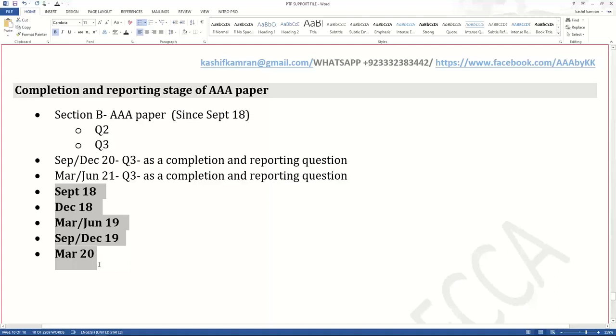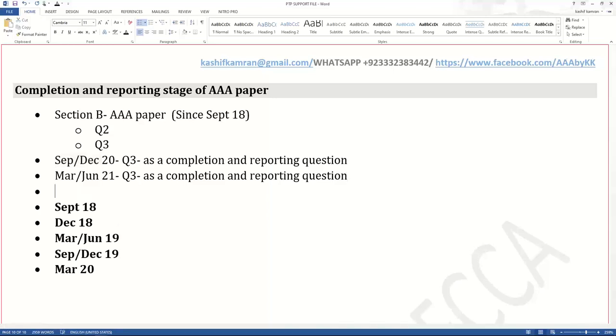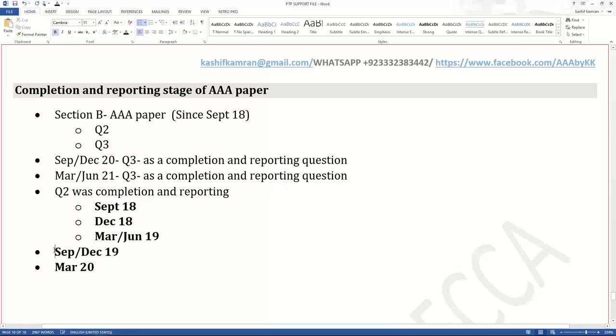But in the last 2 recent exam sittings, or in the last 3 or 4 recent exam sittings, because we're looking at a hybrid paper, September, December and March, June, the examiner has now made question 3 the completion and reporting question. But when you look at these exam papers, over here, question 2 was completion and reporting. So don't get distracted. I believe when you look at the September 21 exams, there will be a question 3 on completion and reporting, because that's the recent track of the examiner.